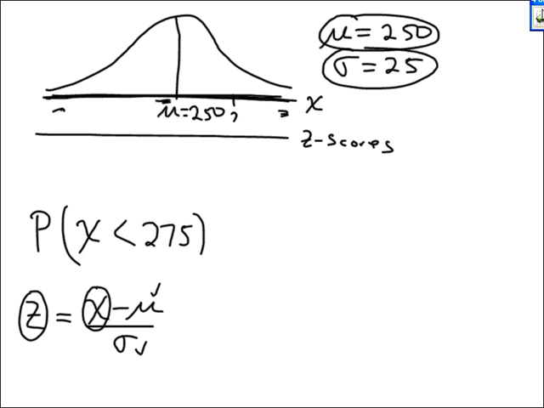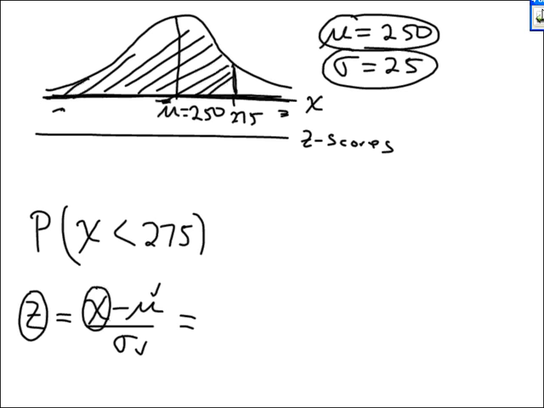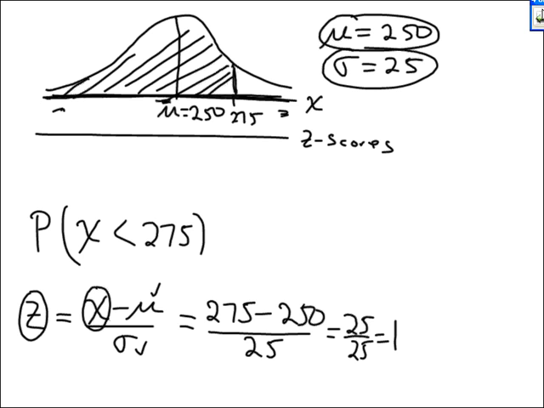Well, here is 275. It's a regular number line. 275 is to the right of 250. Less than 275 is this area, and this looks just like our table, which gives you the area to the left. So let's find the z-score so we can look up the area. Z is 275 minus mu, which is 250, divided by sigma, which is 25. This is 25 over 25, which is 1. But we really want to write it with 2 decimal places.